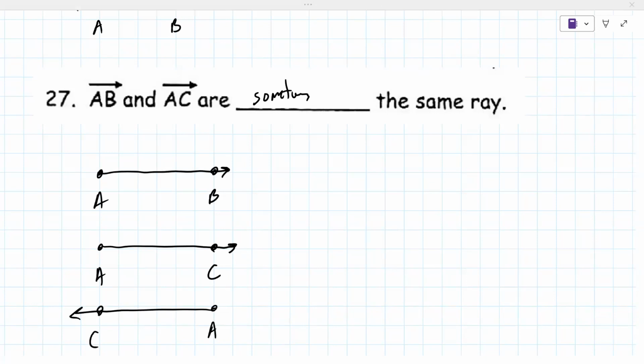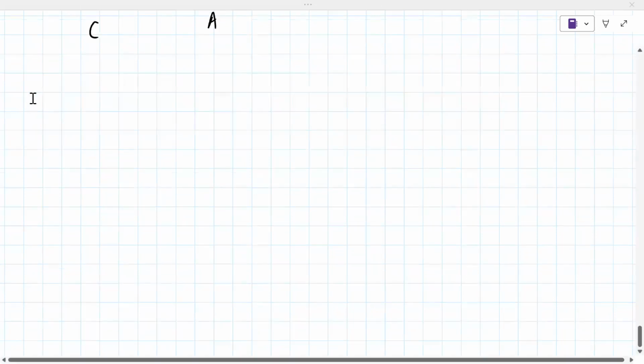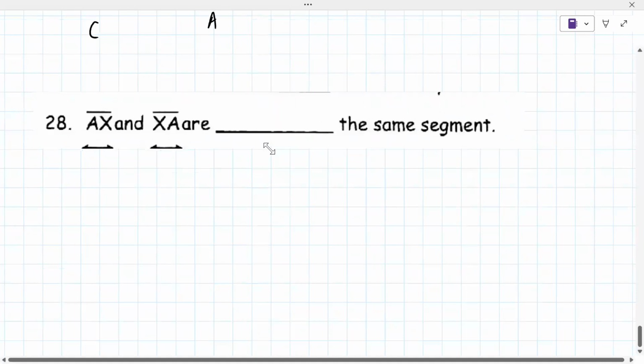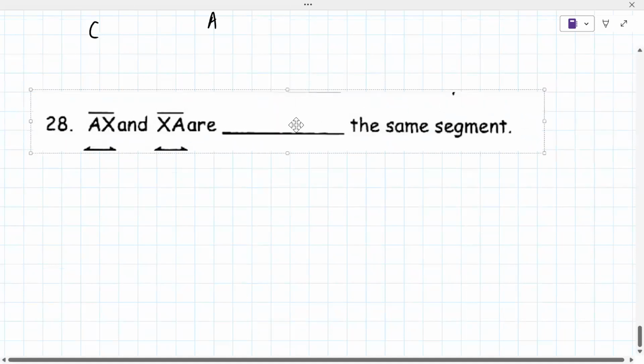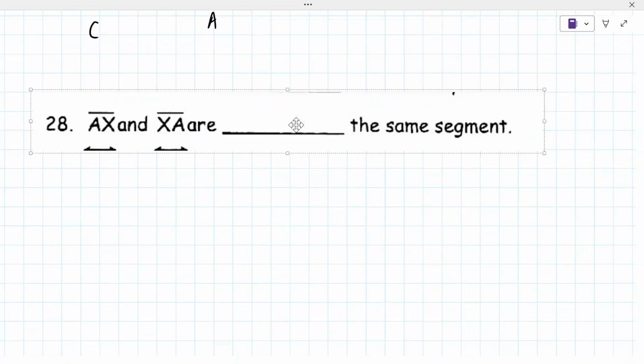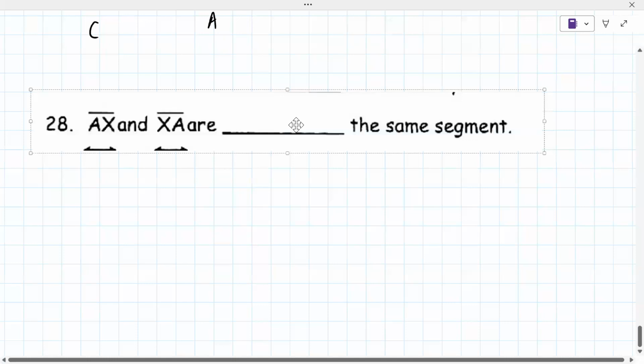28 is a little bit simpler. Could you try 28 on your own here? Meaning, could you maybe make a couple of sketches, see if you see something that helps you to decide whether they are the same or different?